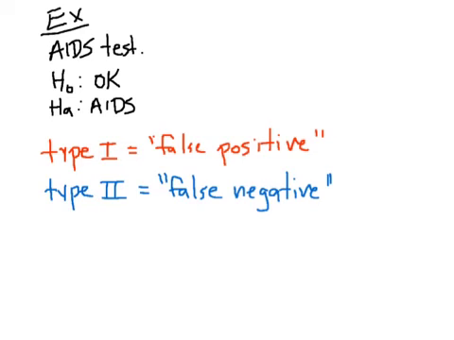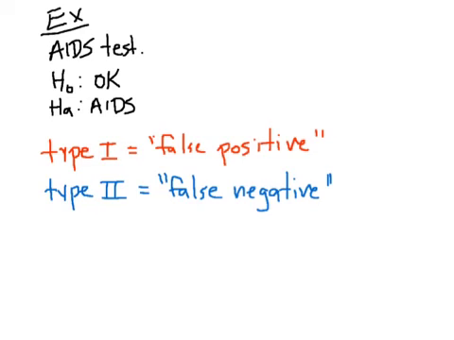A type 2 error is the opposite. It's where you fail to reject the null hypothesis when you should. So that would be a false negative. The test would say you do not have AIDS, but actually you do. We'll talk a little bit about which one is worse, a type 1 error or a type 2 error. Clearly in this situation, a type 2 error is worse, I would think. I think pretty clearly it is.